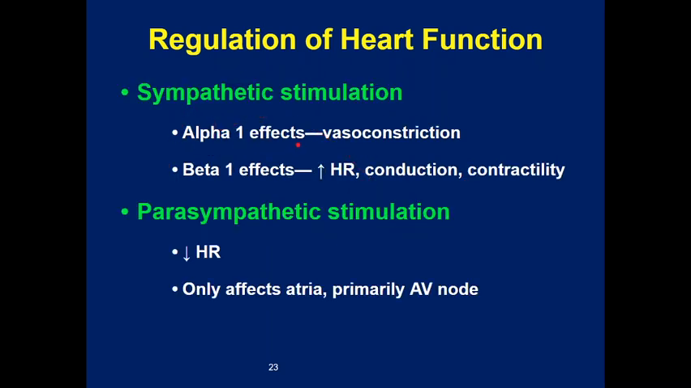High yield, alpha 1, remember vasoconstriction, that little lasso around a blood vessel looks like alpha. Beta 1, one heart, two lungs. So beta 1 increases the rate, conduction, and contractility. So chronotropy, dromotropy, inotropy, beta 1. All right. Parasympathetic decreases your heart rate. Rest and digest, I don't need to be running from no bears, so my heart rate can be at rest. Parasympathetic, high yield: sympathetic affects the whole heart. Parasympathetic doesn't affect the whole heart. It only affects the AV node.